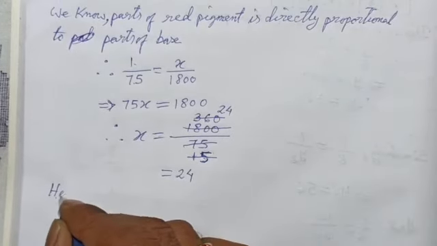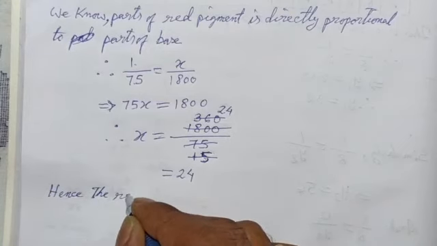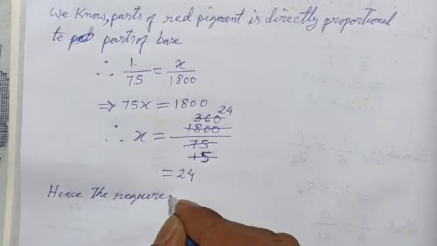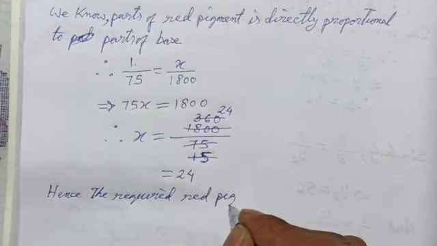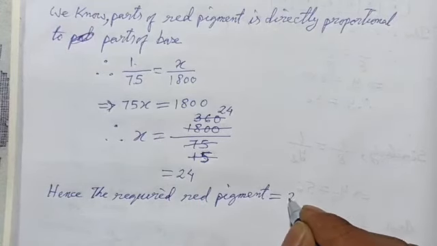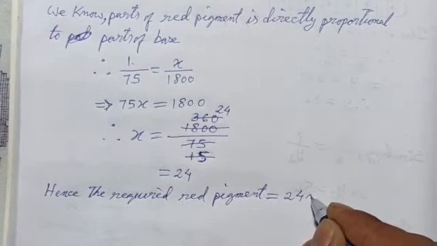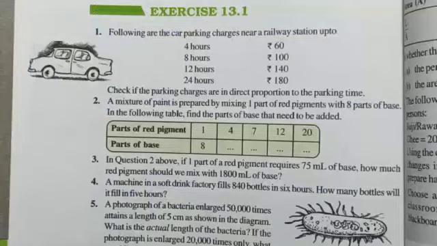Hence, the required red pigment is equal to 24 milliliters, and this is the answer. Now let's try question number 4.